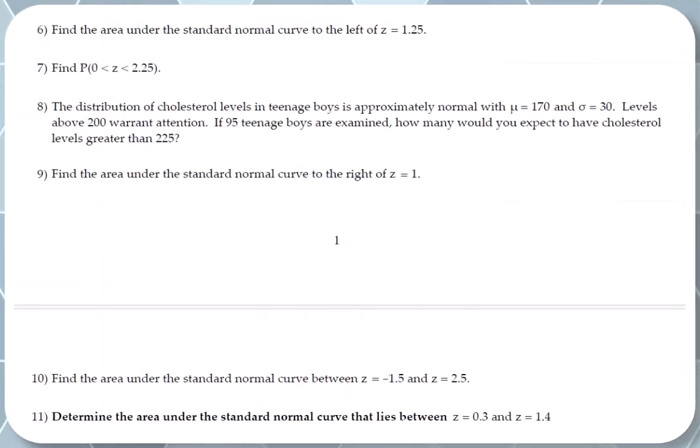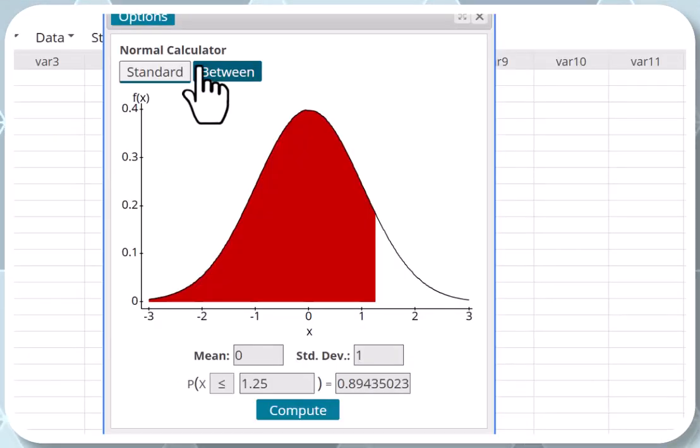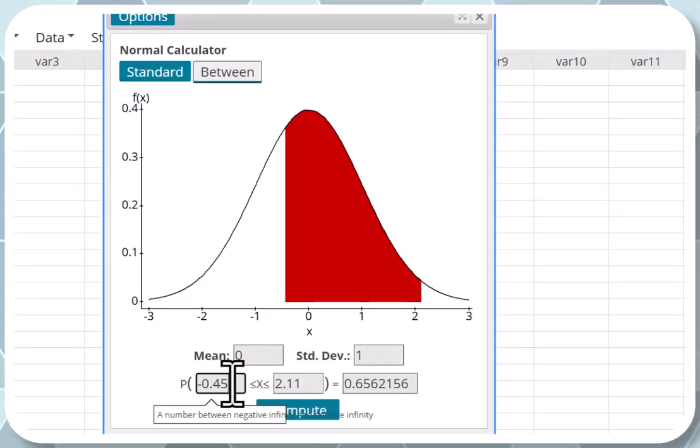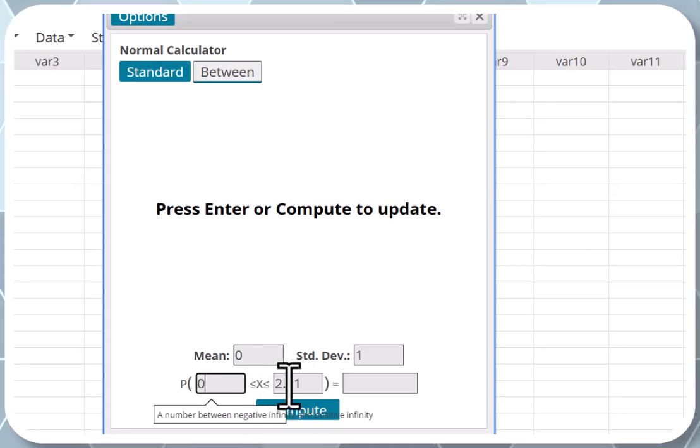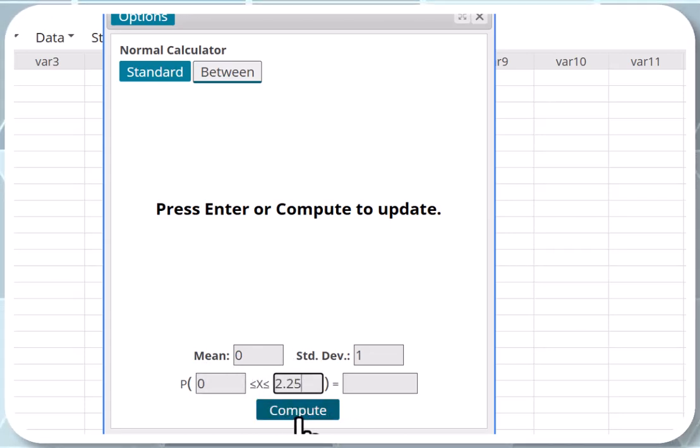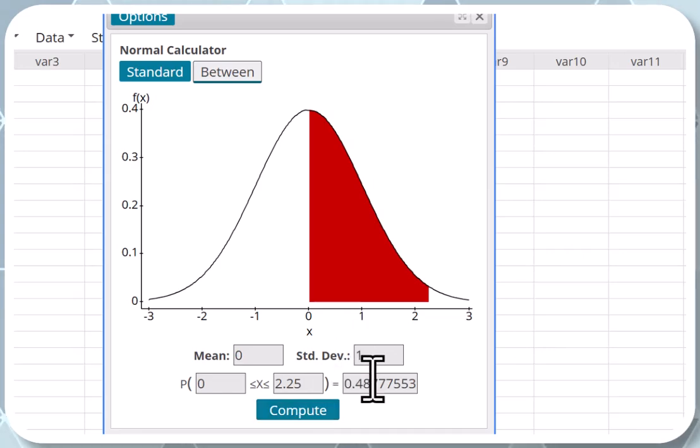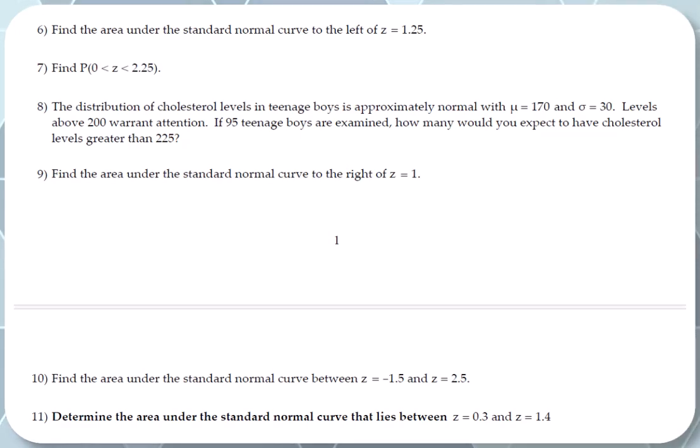Number 7, find the probability of z between 0 and 2.25. So we go to between and put 0 and change this one to 2.25. Hit compute, and here's the answer, 0.4878.